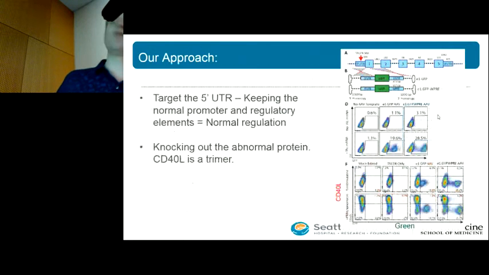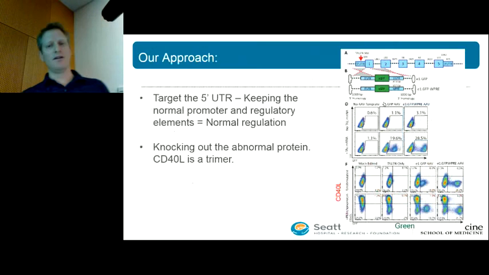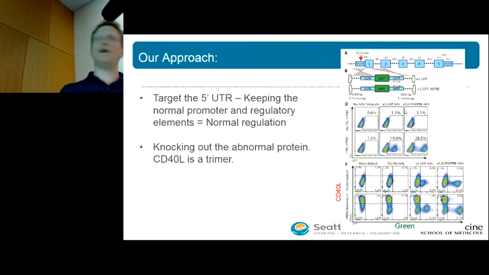So our approach was a bit different. We decided to use TALENs and cut the DNA at a specific site. This is the CD40 ligand gene, which has 5 exons. Most of the mutations are here, by the way. And we decided to target a part which is upstream of the gene, before it starts to be transcribed.